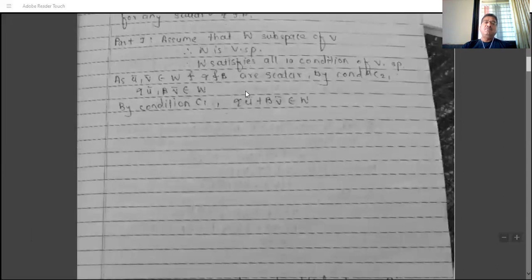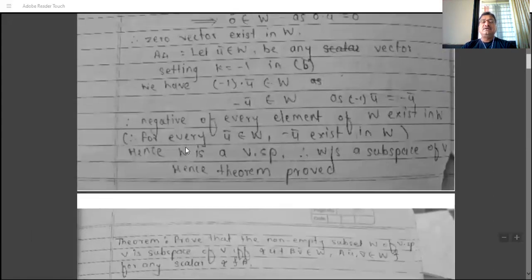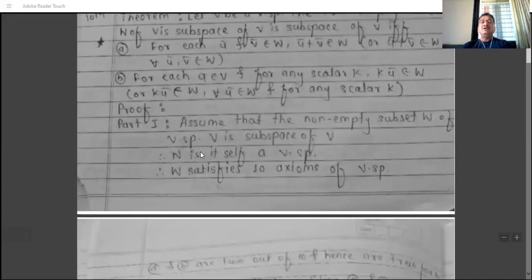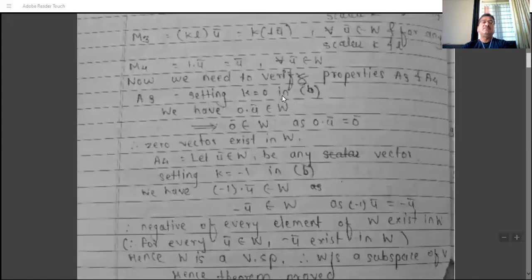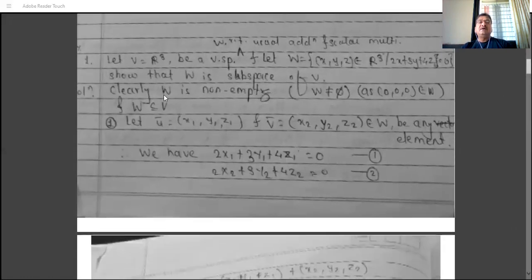So write the proof in 2 parts. This is the first part, right? Second part, proof, part 2. So this is the theorem. It's called the characterization theorem for subspace. In order to show a subset is a subspace of a vector space, we have to prove these 2 conditions, C1 and C2, for W. That is, if W is closed for addition and closed for scalar multiplication, then W becomes a subspace of V. So example number 1, these examples are very important as far as the exam is concerned.